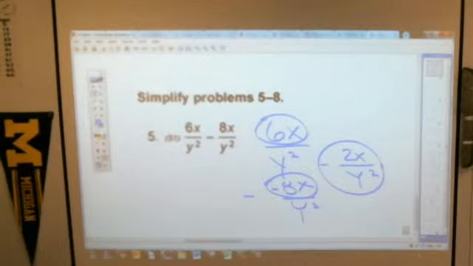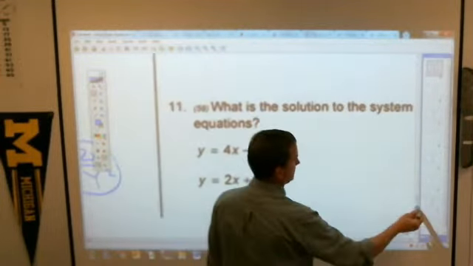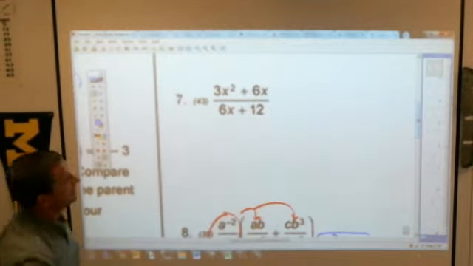Gauss. How do you pick number 7? Did we do 7 already? No. Should we do 7? Yes. You didn't get 7 right either? No. Oh.